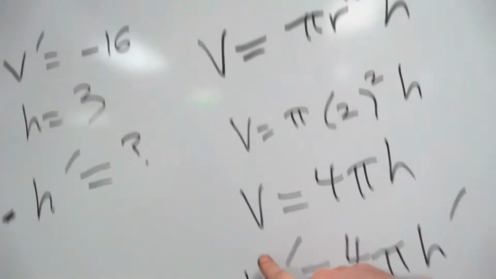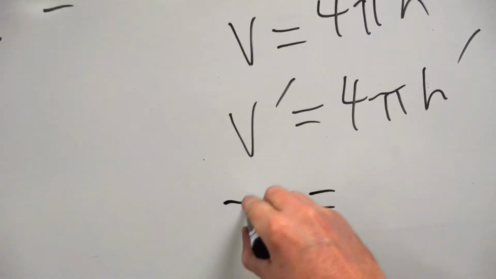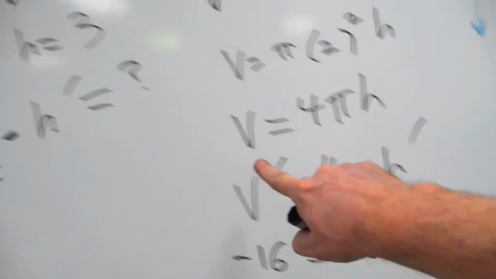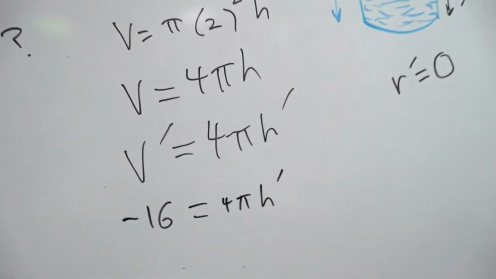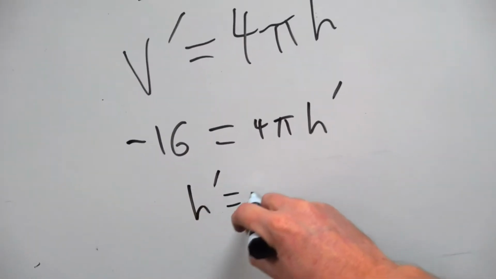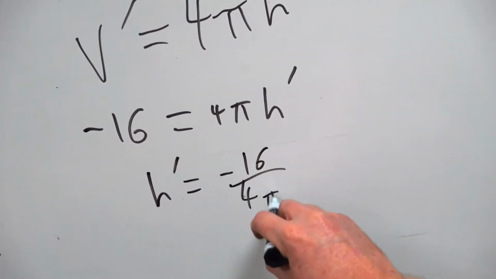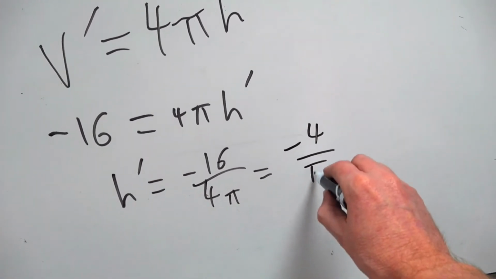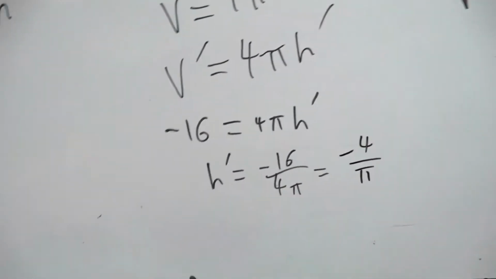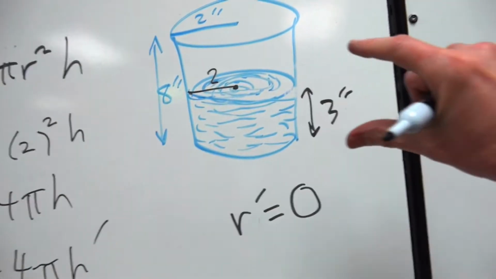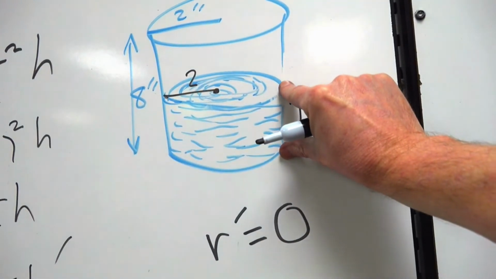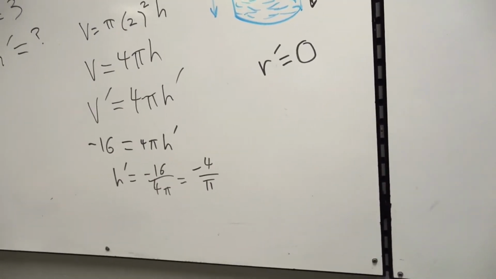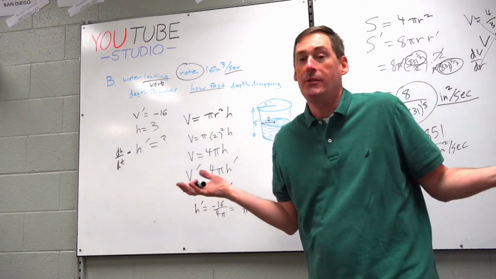So v prime, what's v prime? Given negative 16, equals 4 pi times h prime. I don't know, isn't that what I'm trying to find? Divide both sides by 4 pi. h prime equals negative 16 over 4 pi, which reduces to negative 4 over pi. There we go. Why is h prime negative? Because the height of the water is dropping. Of course, it's decreasing, so of course it should be negative.